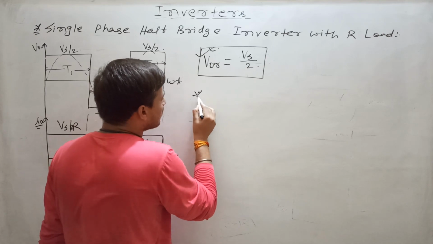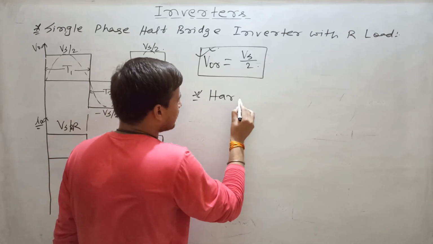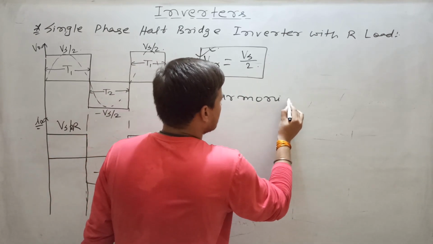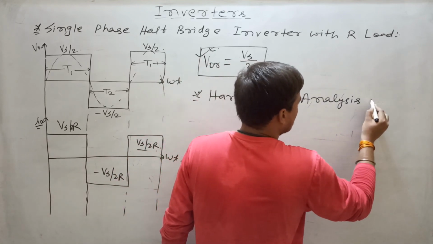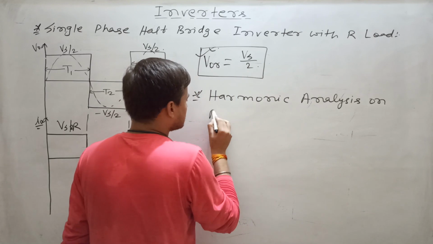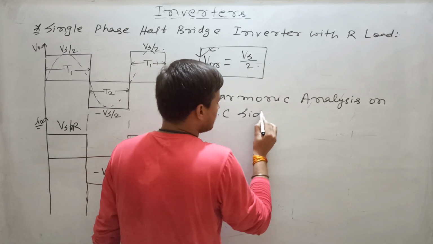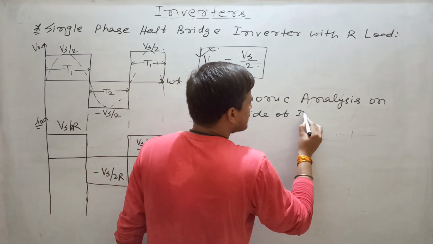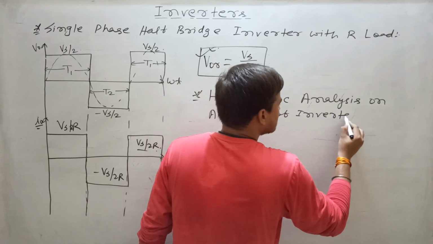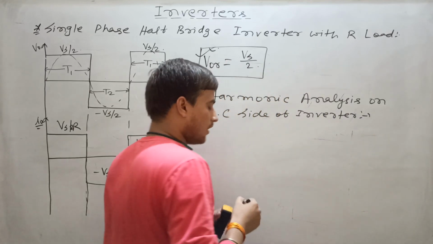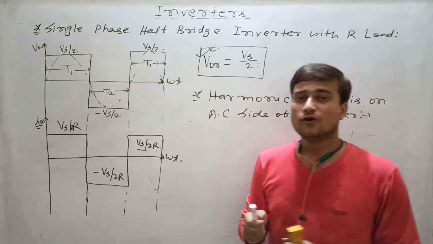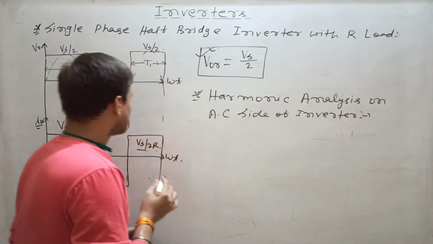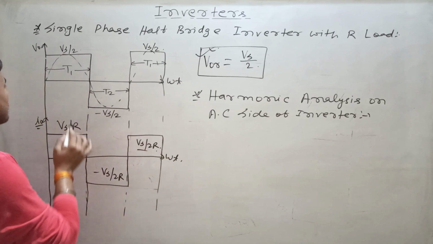You will have to do the harmonic analysis on the AC side of the inverter. AC side means what? AC side means load side. Harmonic analysis on the AC side of the inverter means the load side of the inverter. So for the load side of the inverter, what will you have to write?